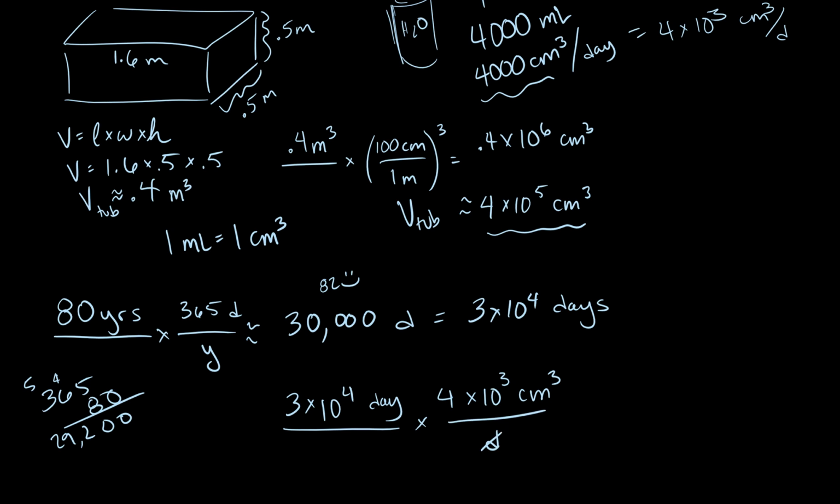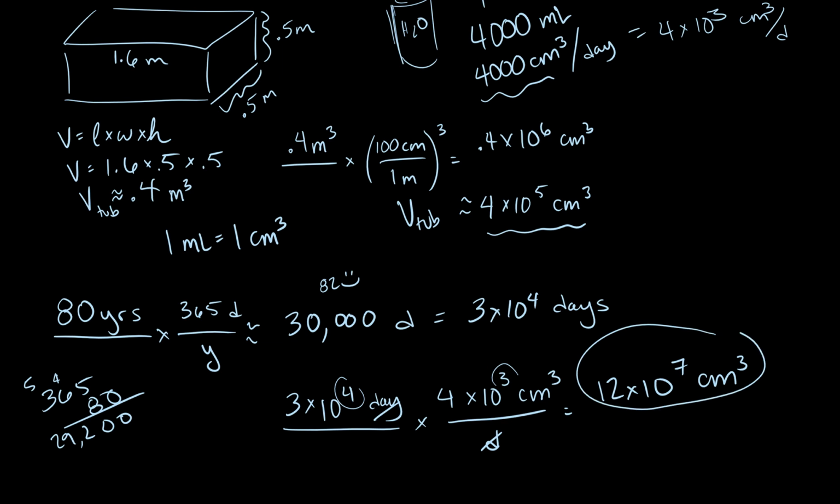That gives me 12 times 10 to the 7th cubic centimeters. I add my exponents for scientific notation here: 3 plus 4 is 7. So 12 times 10 to the 7th cubic centimeters in my life. That's the total amount of water in my 82-year life.